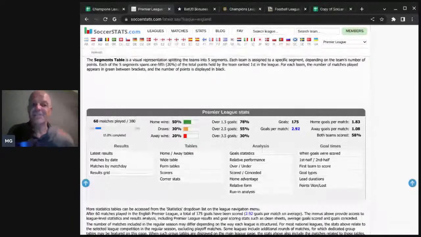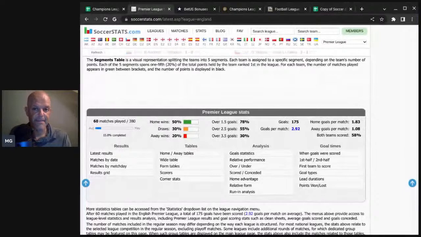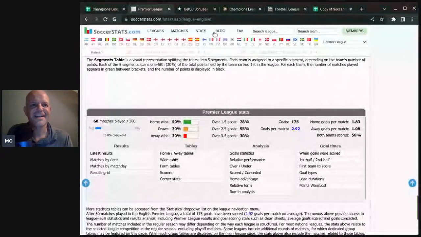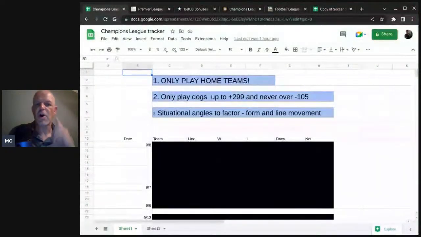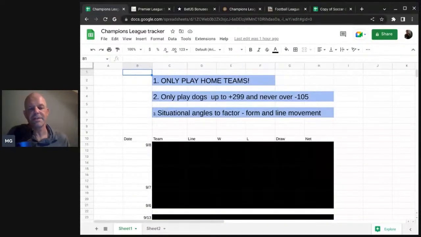So before the match even starts and we're playing a home team, we're at an advantage, right? Just playing the home teams helps us use that statistical advantage to our advantage. Okay. The next thing we're going to focus on, in addition to just playing home teams, is that we're only going to play dogs up to plus 299 and never over minus 105. So what that means is, if a line is plus 350, we're not even going to consider it.